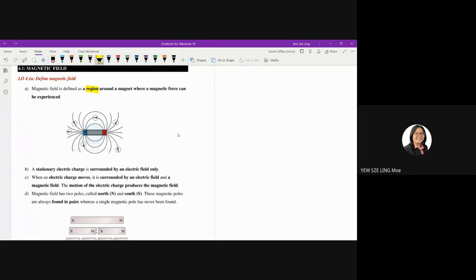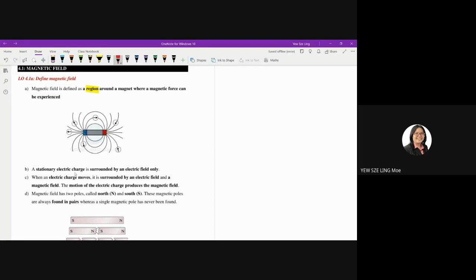But if you put another piece of magnet at this position and it doesn't feel anything, there's no magnetic force being exerted on it, then we say it is not located inside the region of the magnetic field. So the idea is very similar to what we have learned in chapter 1, the electric field. In terms of the lines, how you draw them, and so on, they are quite similar. We'll go through it in a bit.